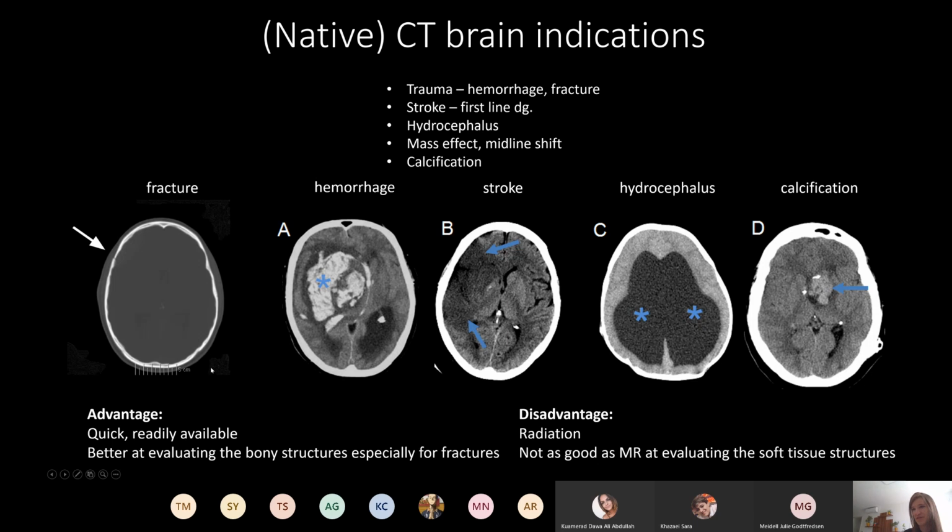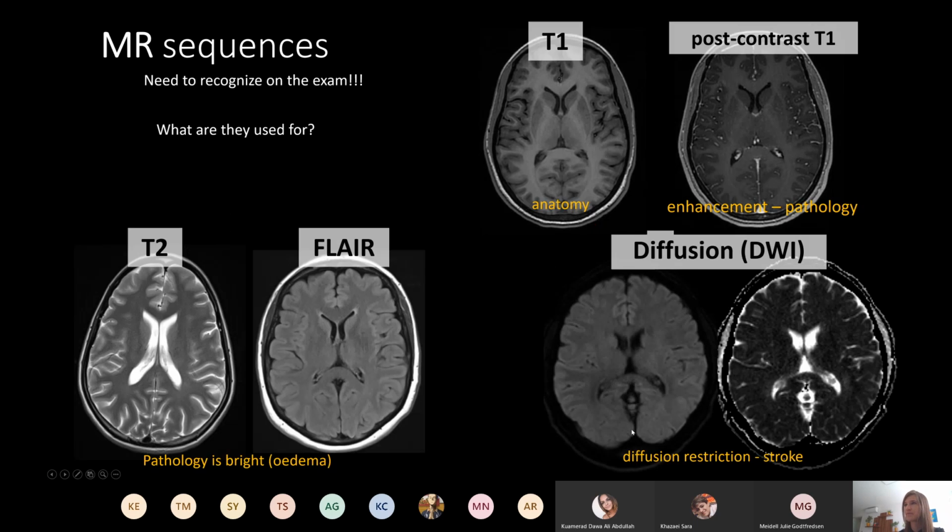The advantages of CT are that it's really quick, a few minutes, and it's readily available. And CT is better for bones. So when you want to see fractures, you do CT. The disadvantage is that there is radiation, and it's not as good for soft tissue as MR. Okay, so we kind of finished with CT. Let's move on to MR.